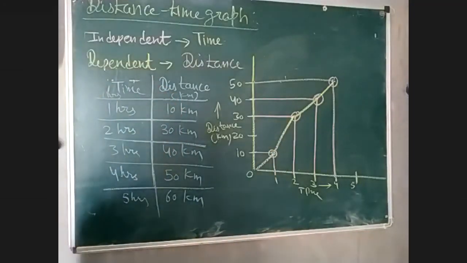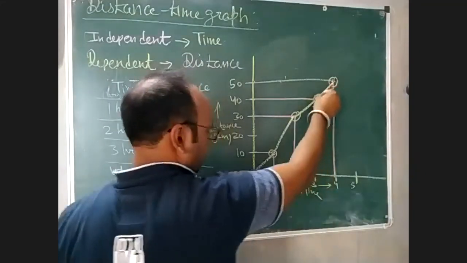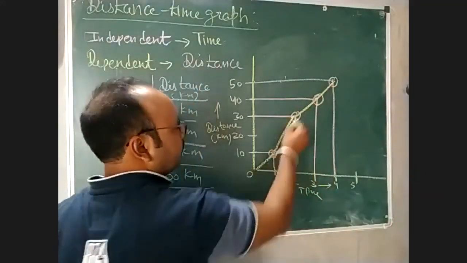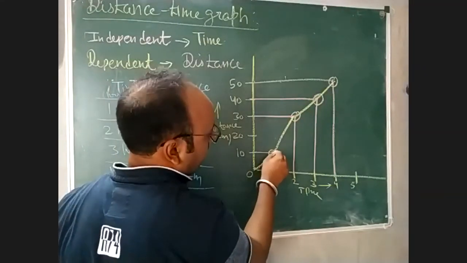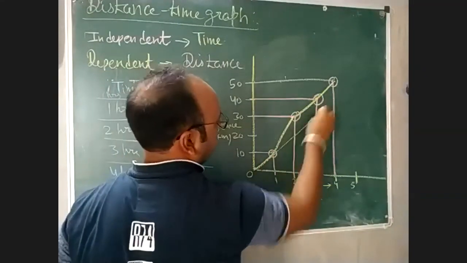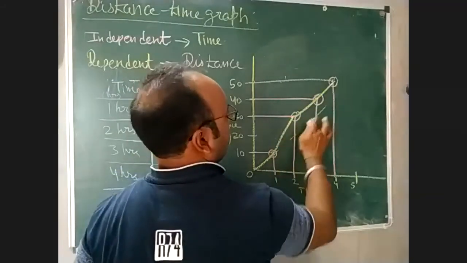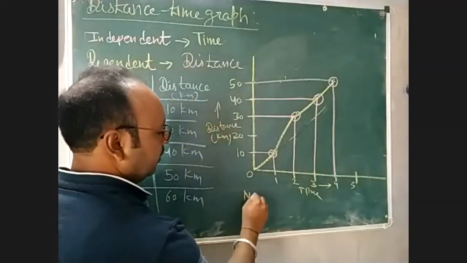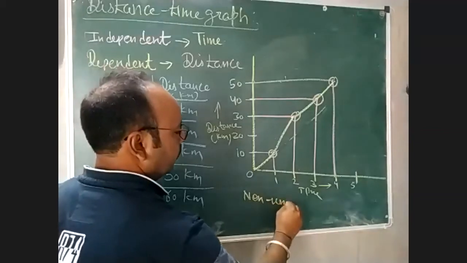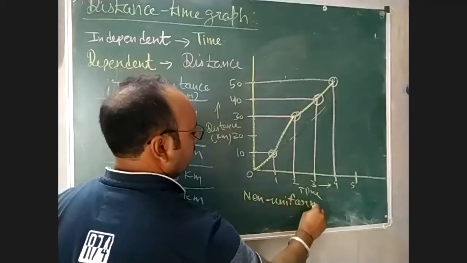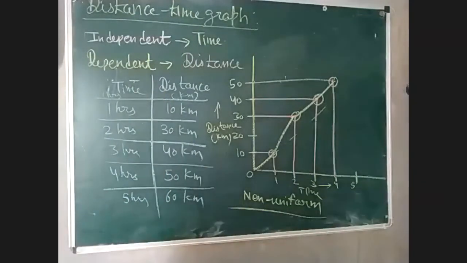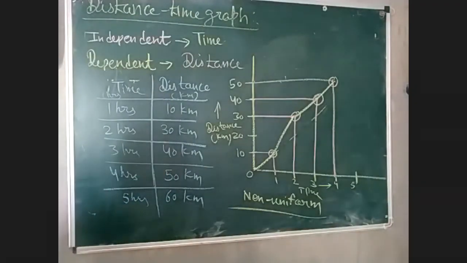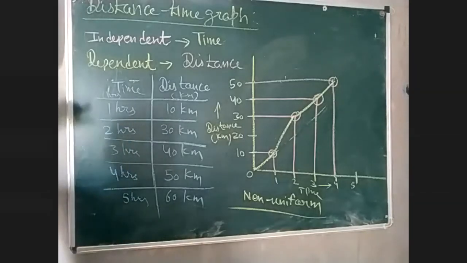So here the line is straight, but it's not a straight line starting from the origin, because the straight line which starts from the origin is this, and it should go like this, but it's not going. So what does it mean? It means that this is a kind of non-uniform motion. The motion is non-uniform. So how do we come to know? From the table also we can see.